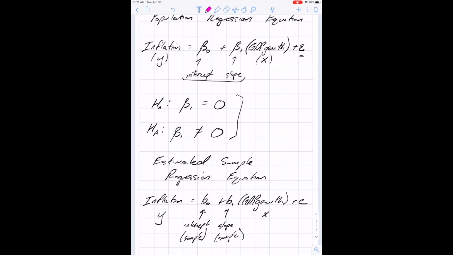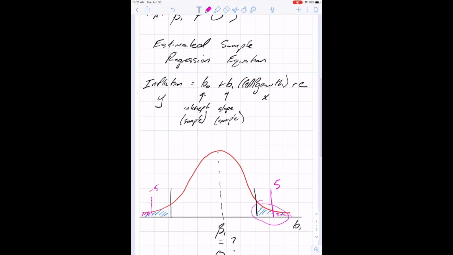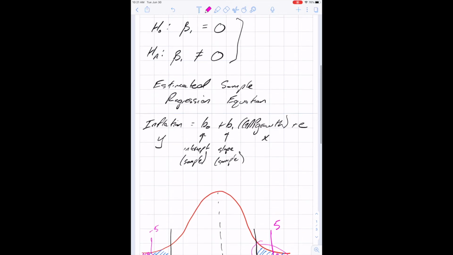So I will see you guys in Excel for a second, so we'll see how this actually works out, how we get our estimates, and decide whether a slope estimate is statistically significant.